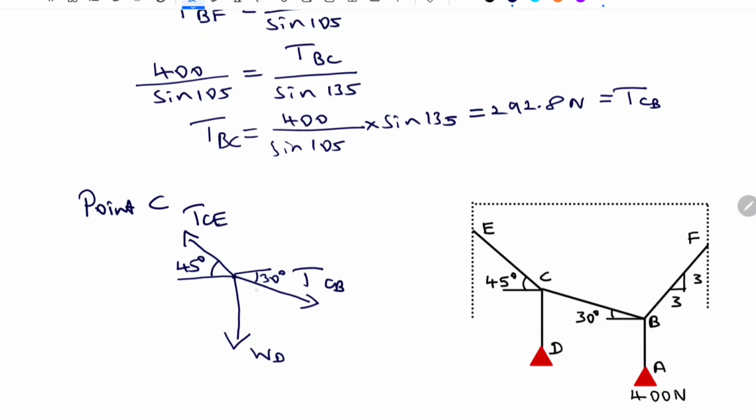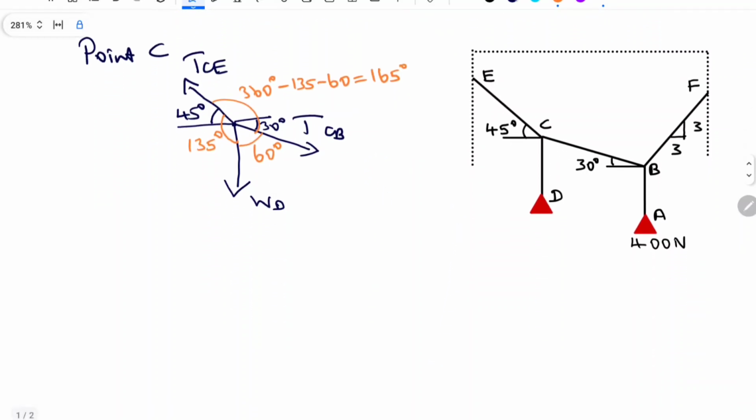Now the overall angle is 90 degree, and 90 minus 30 degree is 60 degree. So here the remaining inclination is 60 degree. Similarly here it is 90 plus 90 plus 45 degree, so that is 135 degree. Now the remaining angle is 360 degree minus 135 minus 60, that is equal to 165 degree. So now we know the angle between all the forces, and we can write Lami's theorem.